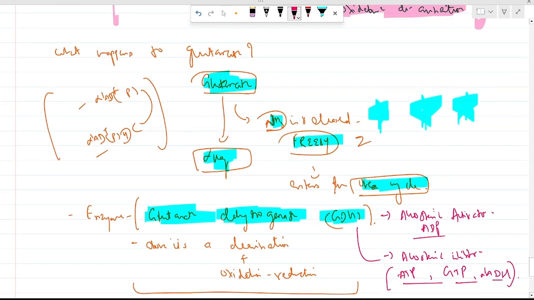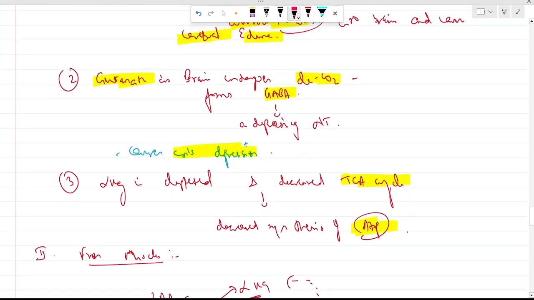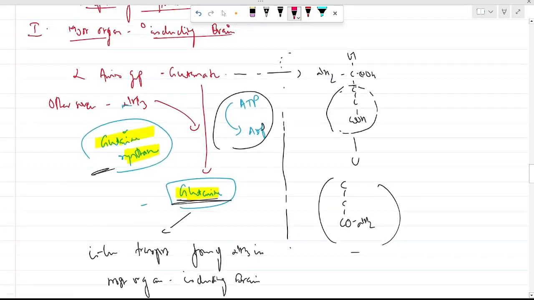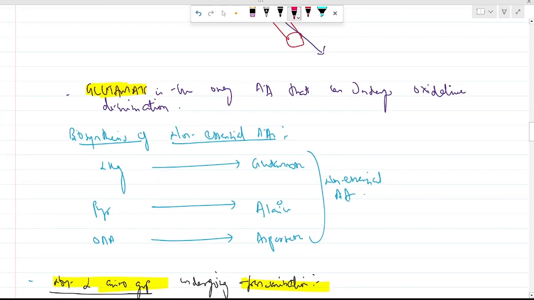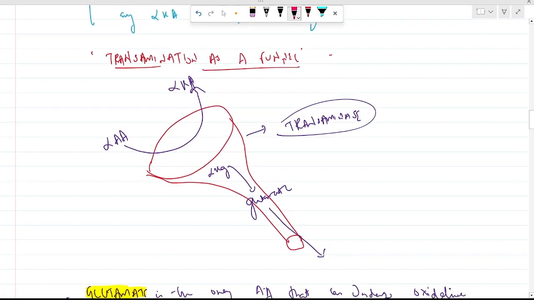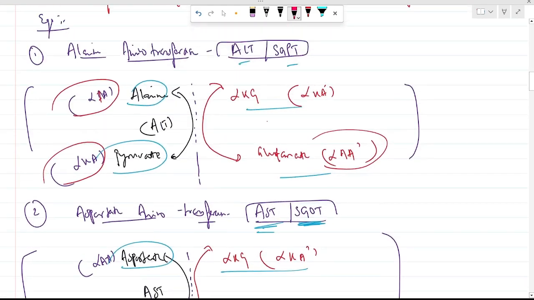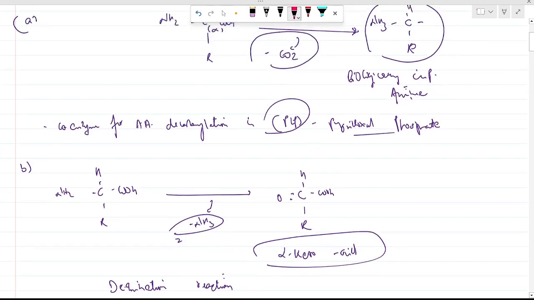So this was all about our discussion on general amino acid metabolism: sources of ammonia, how ammonia is transported in different forms, what happens in the liver, the transamination reaction, the ALTs, the ASTs, and how transamination acts as a funnel. Everything is discussed in general amino acid metabolism. Next we'll go to our all-important urea cycle.